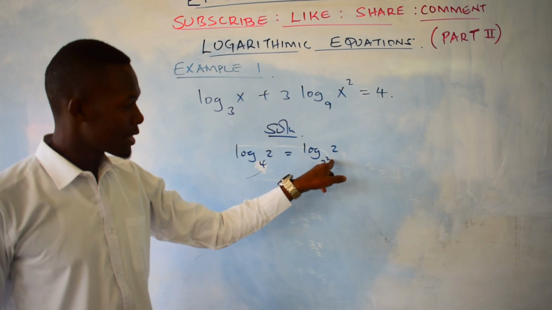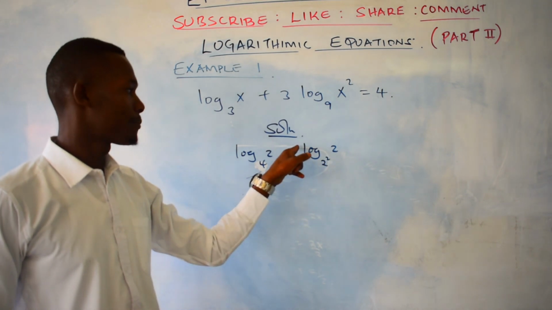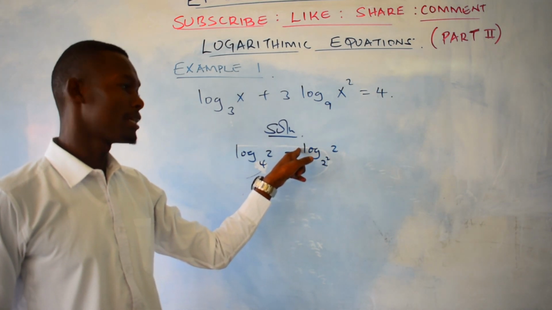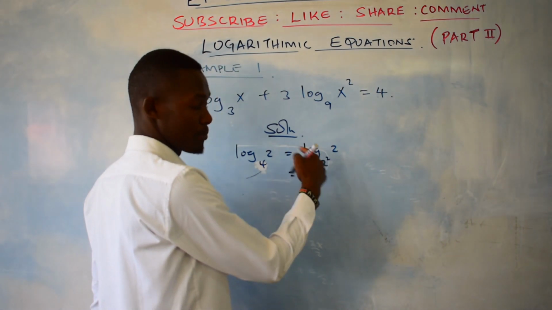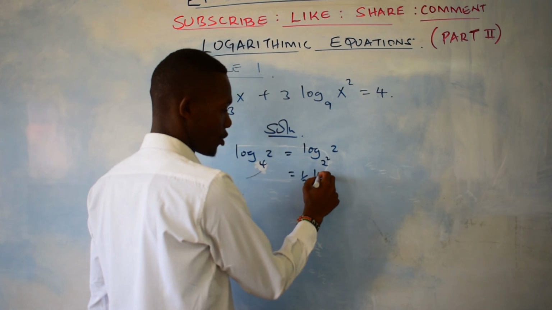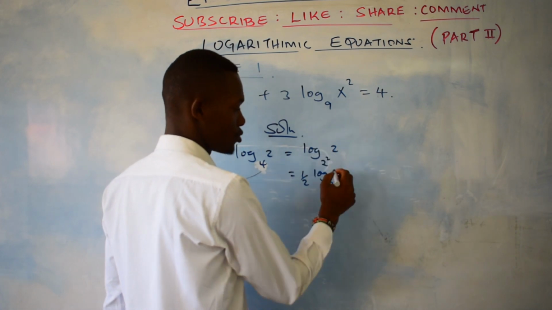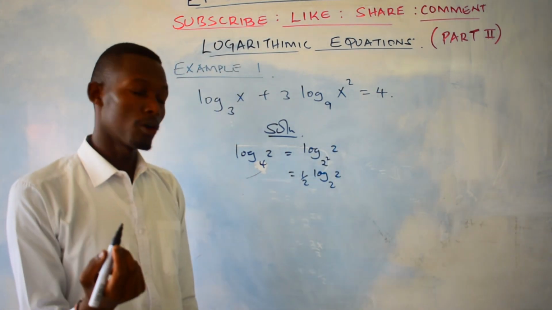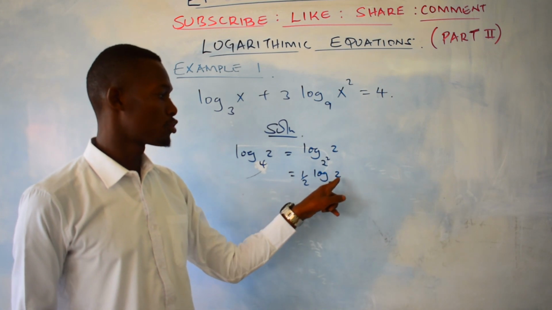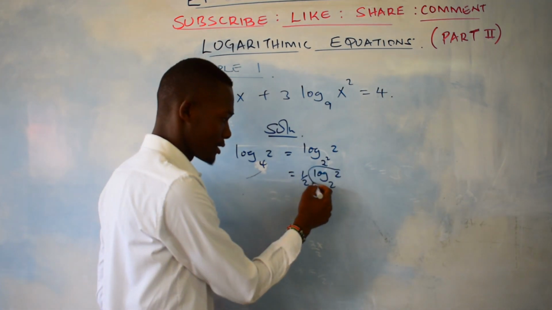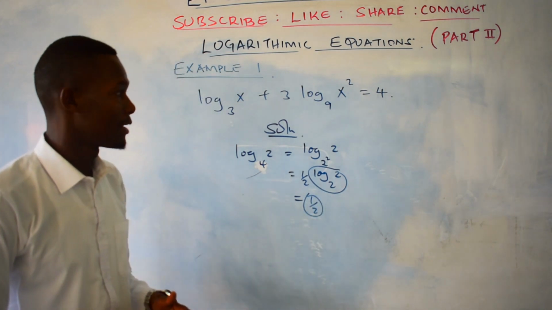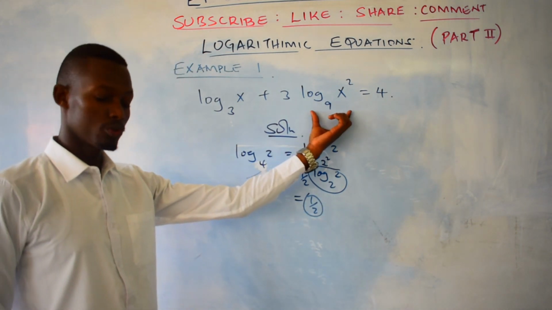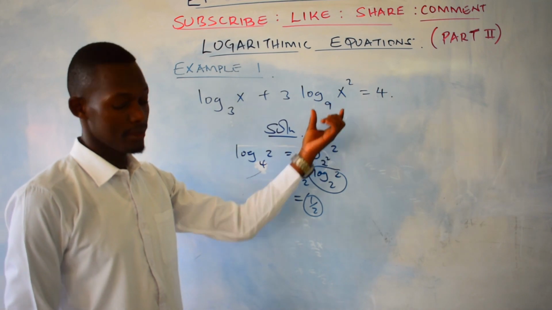Now you can take this power and bring it out, but you bring it as a fraction. So the 2 becomes 1 over 2, then log, and you remain with 2 and 2. What do we know about logarithms? The log of 2 to base 2 is always 1. So our answer is still a half. That is the knowledge we're going to use here to exchange this.